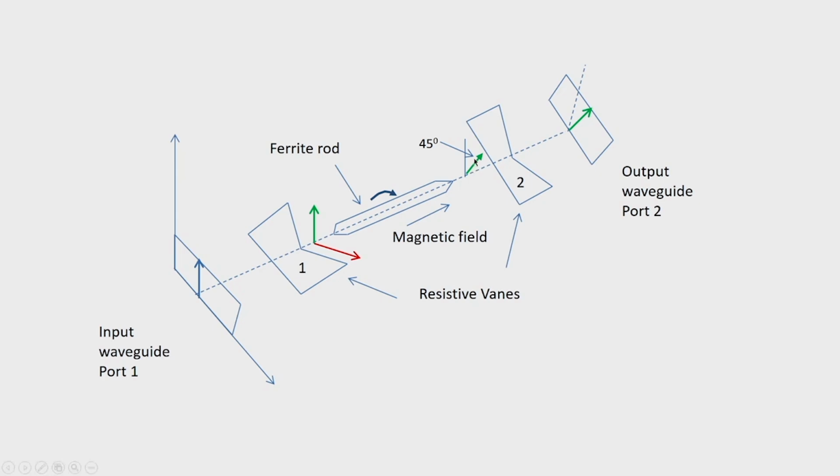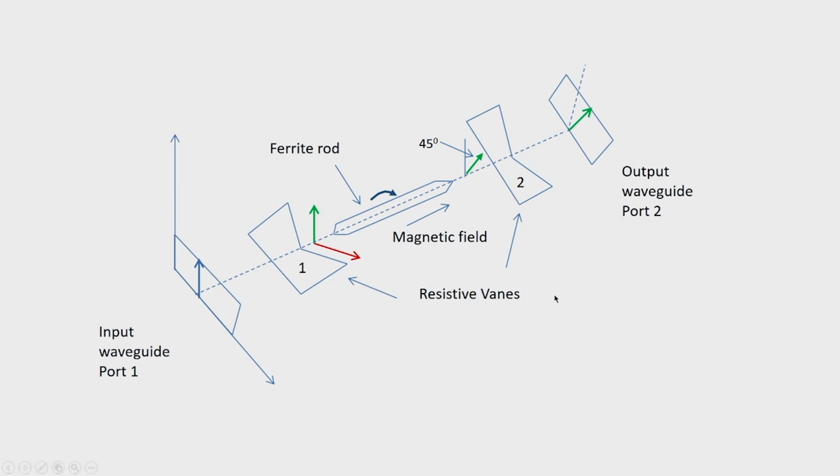Now, after this 45-degree rotation, this vane 2 is placed with its plane parallel to this edge, and therefore, this field will appear perpendicular to this vane and it will pass unattenuated, and finally, because of the transition present here, the wave will appear in the output port 2 unattenuated.